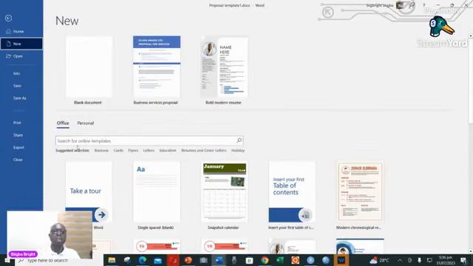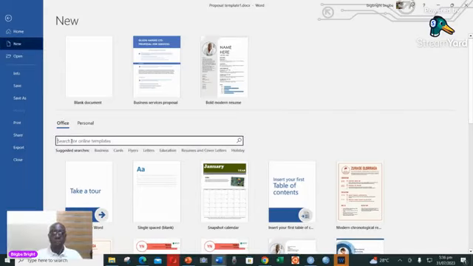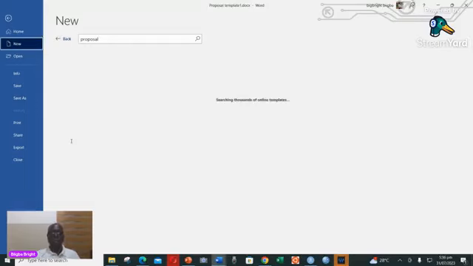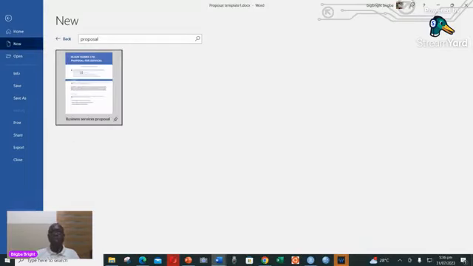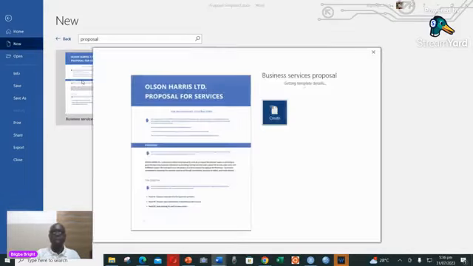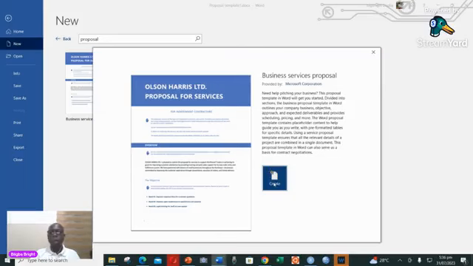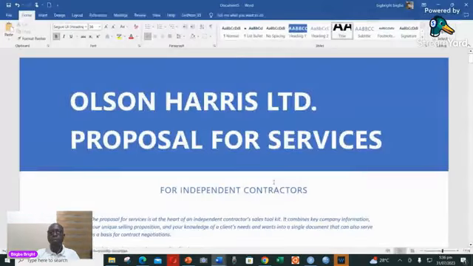So this small thing here is going to come. Click over there in the search box and then type proposal like this, and then press enter. You should have internet before. You see there is something that comes here, and so you can come here and click on create. And now this is a typical proposal that is there.